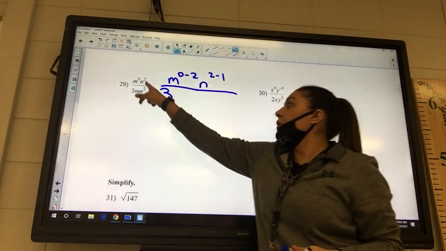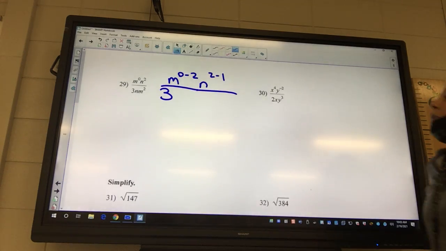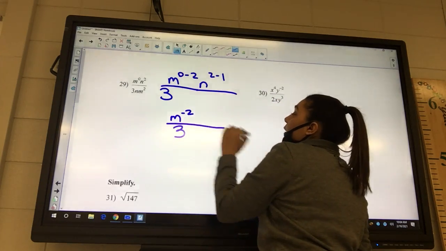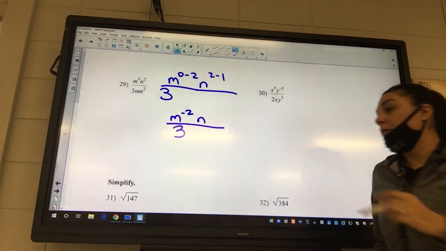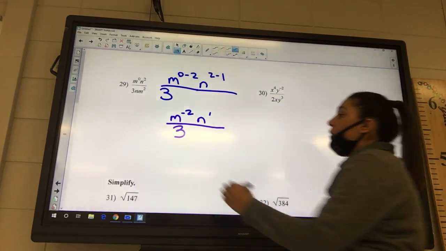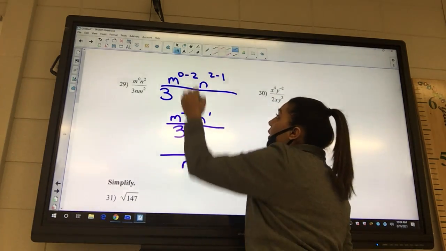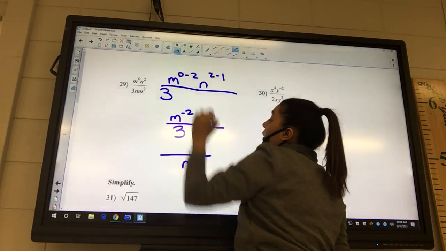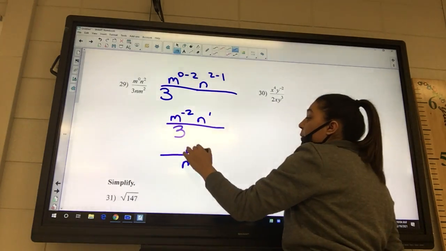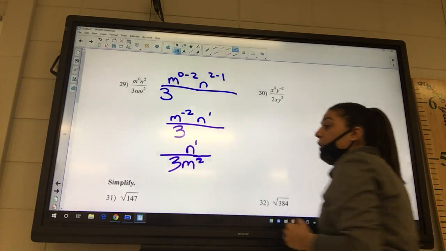Okay, pay attention because the order is kind of messed up. So 0 minus 2 is what? Negative 2. N to the 2 minus 1 is 1. Okay, are we finished? We have to move the negatives. So where does the m to the negative 2 go? N to the positive 1 stays on top. 3 stays where it's at, and so it is on the bottom.